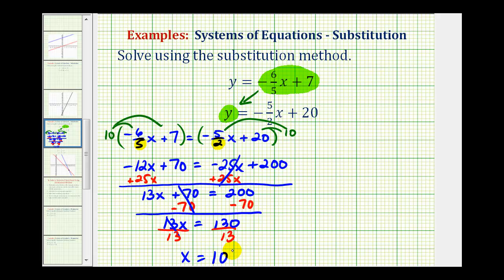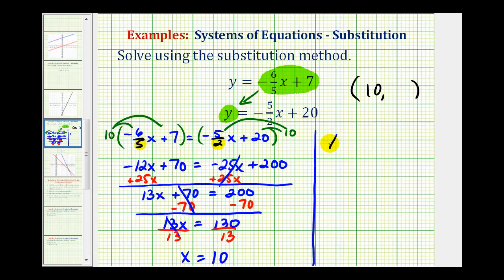Remember, we're not done because the solution consists of both an x value and a y value that satisfies both equations at the same time. So we know x is equal to 10. Now we'll go back and perform substitution to find the value of y. So we can use either of the original equations to find y. Let's go ahead and just use this first equation.